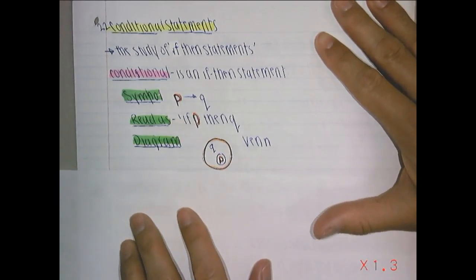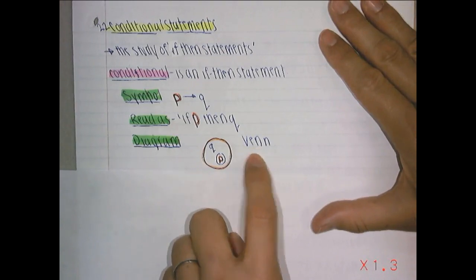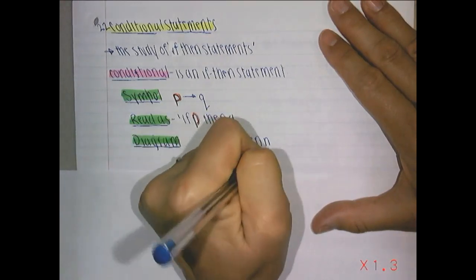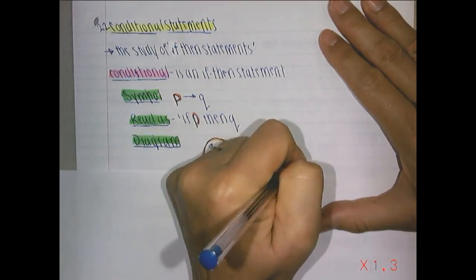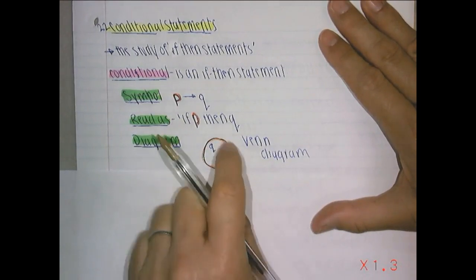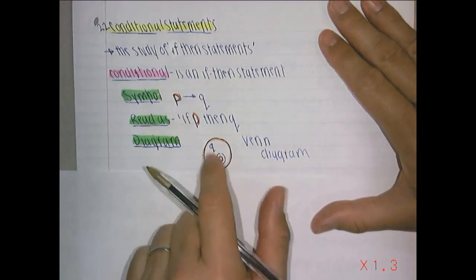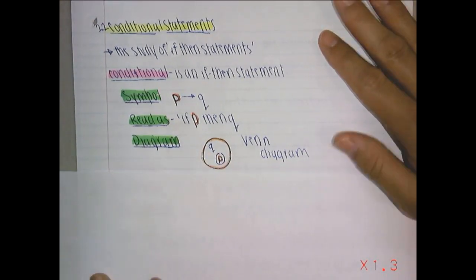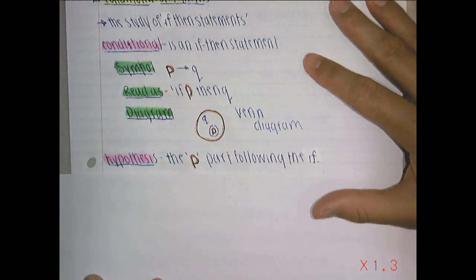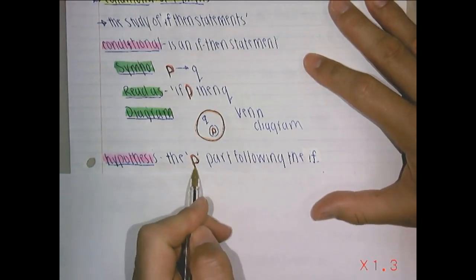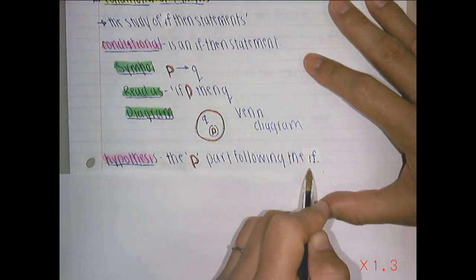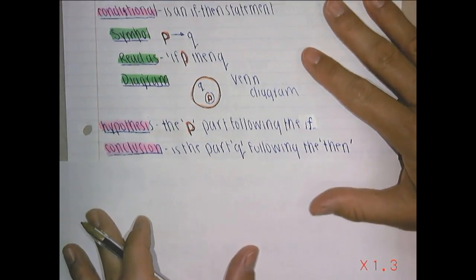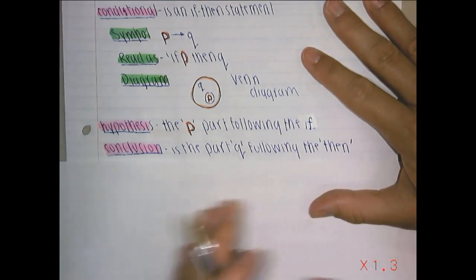If we were to write it as a diagram, we would do a Venn diagram. If you have P down here, then it has to be Q because it's inside the world of the Q. So if you have P, then it has to be Q. If then, a conditional statement. The hypothesis is the P part, always following the if. We'll look at these in an example in a second. And the conclusion is the Q part, always following the then.